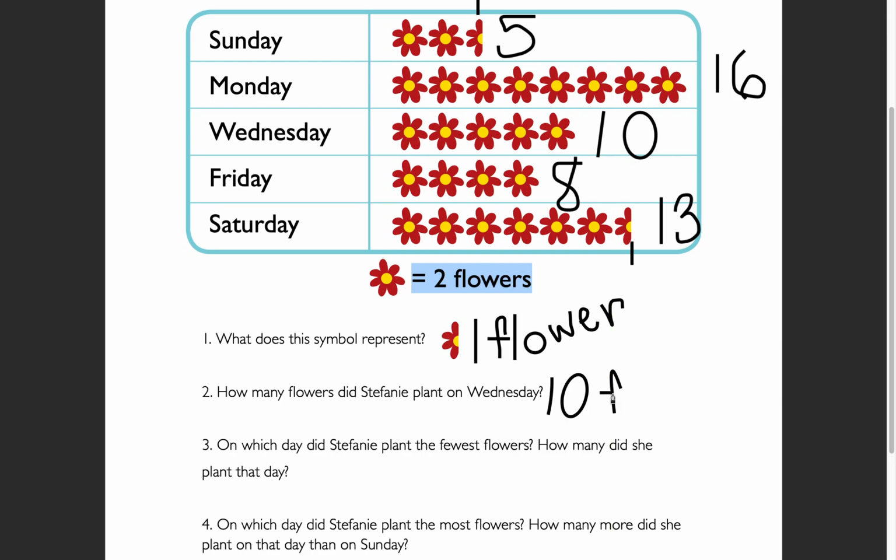Remember, we always want to label our answer in 2nd grade because then it tells the reader or you what you counted. It could be anything if you don't label it. 10 flowers.